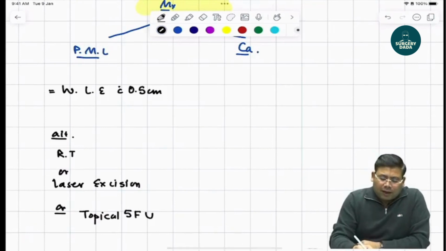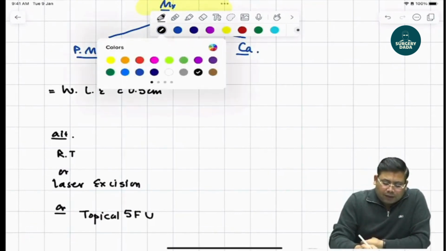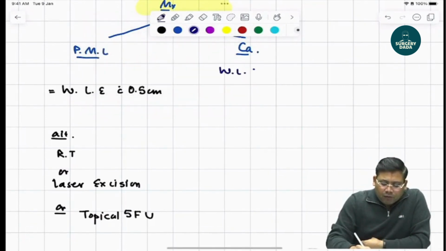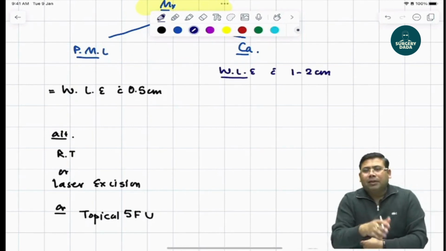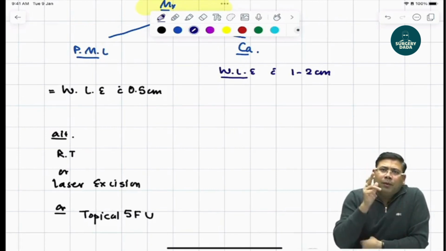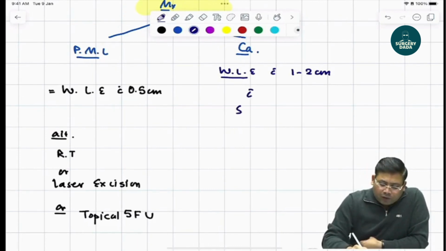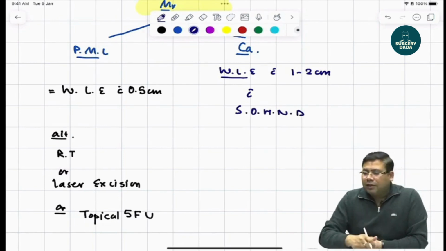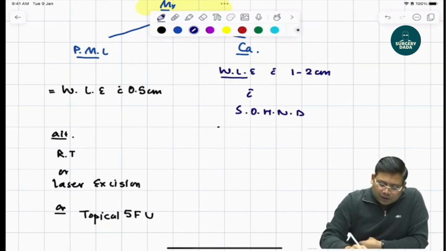When we talk about the cancers, what is the management for cancer? This is again very simple. Wide local excision with 1 to 2 centimeter margin. Remember, the safe margin for the oral cancer is considered to be 1 centimeter. It should be more than 1 centimeter. Along with that, we have to go for SOHND. What is SOHND, students? Supraomohyoid neck dissection. Where are you going to remove? You are going to remove level 1, level 2, level 3.